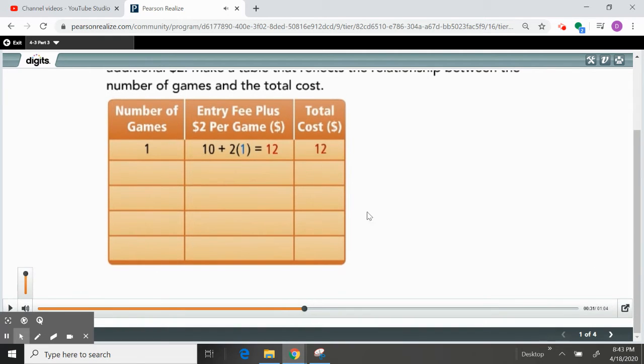Okay, so there you go. If you play just one game, it's $10 to get in plus $2 times 1 for the one game, which equals 12. 2 times 1 is 2, and 10 plus 2 equals 12. So your total cost if you went to the carnival and played just one game would be $12. So let's see what happens if you play 2 games, 3 games, 4 games, or 5 games.